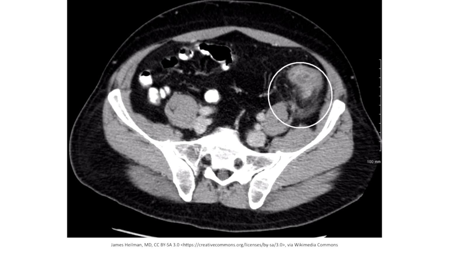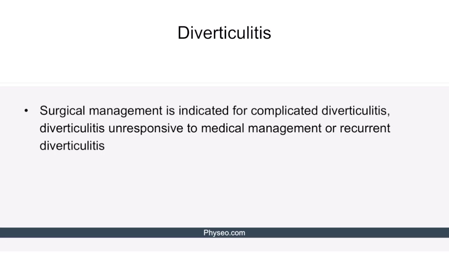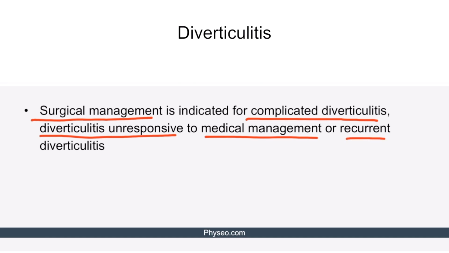Now, this CT image shows encircled focal thickening of that colonic wall. And you can actually see that pericolic fat stranding. And what does this suggest? Diverticulitis. So we talked about conservative management, but what about surgical management? Well, surgical management is indicated when there's any complicated diverticulitis, or if that diverticulitis wasn't responsive to the IV fluids and IV antibiotics that you gave them, or if the diverticulitis just keeps coming back.